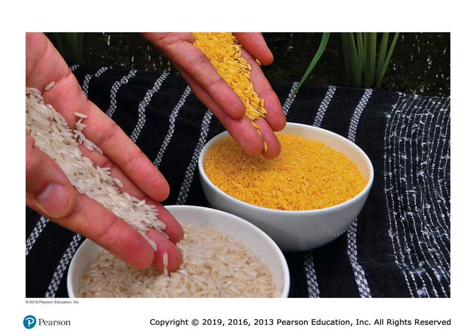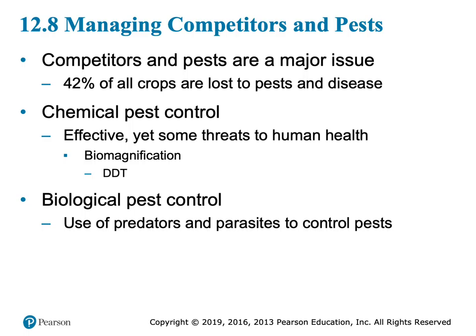Competitors and pests can be a major issue. About 42% of all crops are lost to pests and disease. So there's chemical pest control, which is very effective, but there are some threats to human health. The chemicals can be biomagnified in the crops that they're sprayed on, such as DDT. Biological pest control actually uses predators and other parasites to control pests.